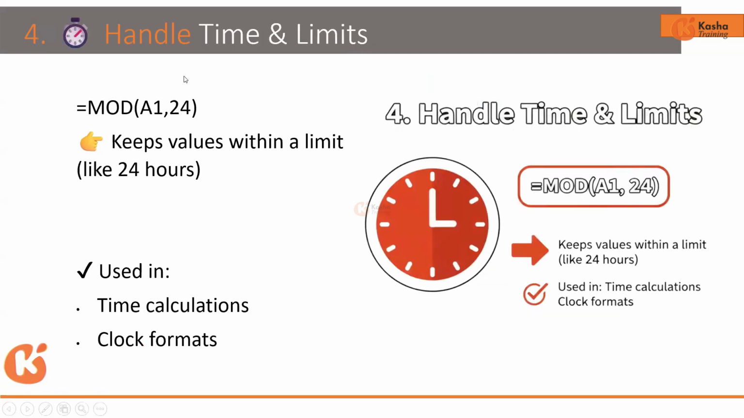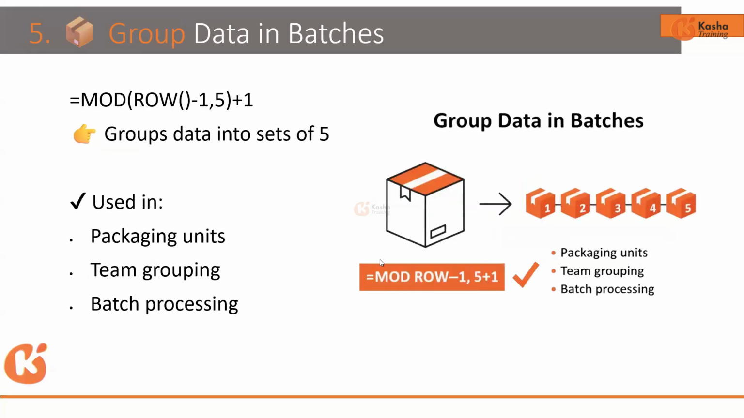Then it is also used to handle time and limits, for example, to keep a value within a limit like 24 hours. So if you want something to be within the 24 hours limit, you can go ahead and use this. Then you can see here, it is used in time calculation and in clock formatting. And it's also used to group data in batches, for example, in packaging units, team grouping, and batch processing. So for all these purposes we basically use MOD.